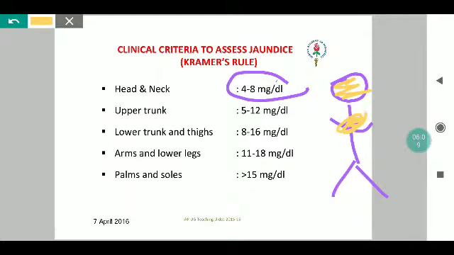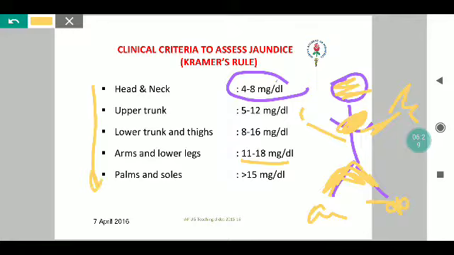Up to the upper trunk, it is 5 to 12. If it involves the lower trunk and the thighs, it is 8 to 16. If it involves the arms as well as the lower leg, it is 11 to 18 mg per deciliter. And if palms and soles are completely involved, then it is more than 15 mg per deciliter.